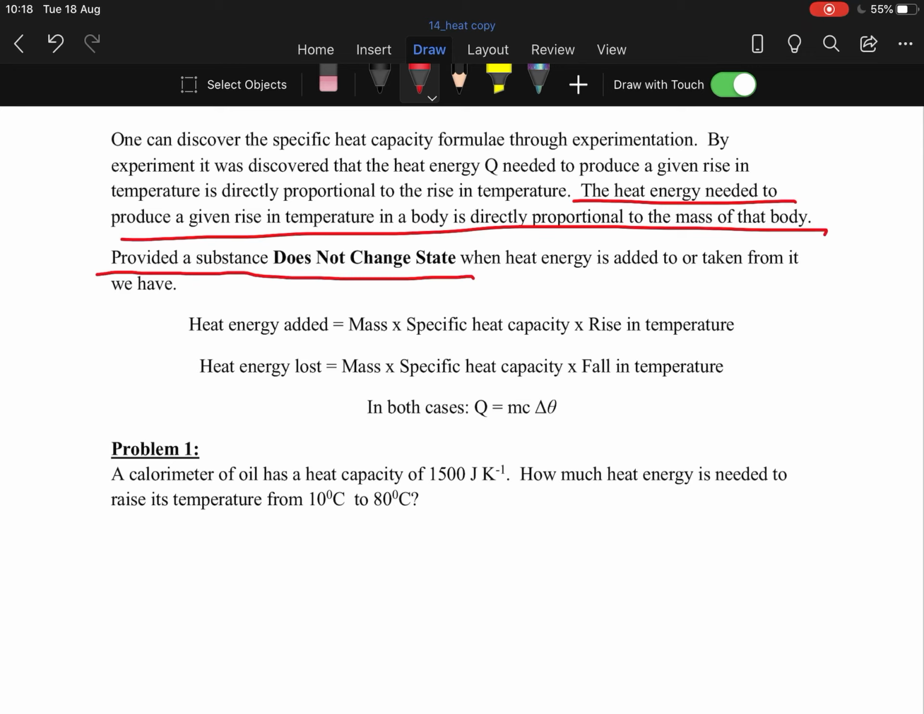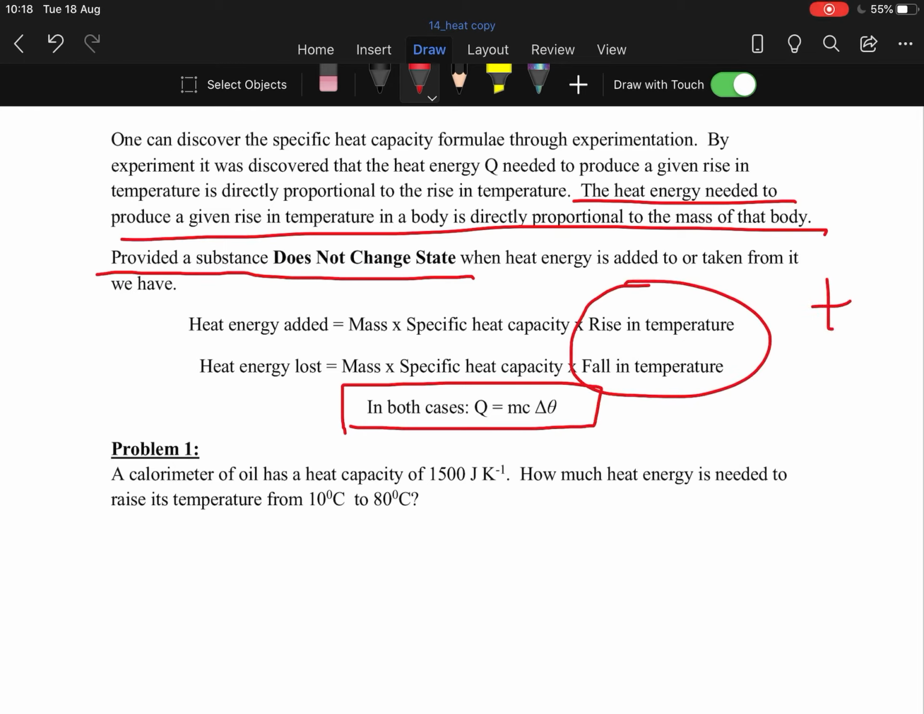So, you're left with Q equals MC delta theta. Specific heat capacity, rise in temperature, fall in temperature. Note, whether it goes up or down, it always has to be positive, okay? Because it's the change. How much did it change?